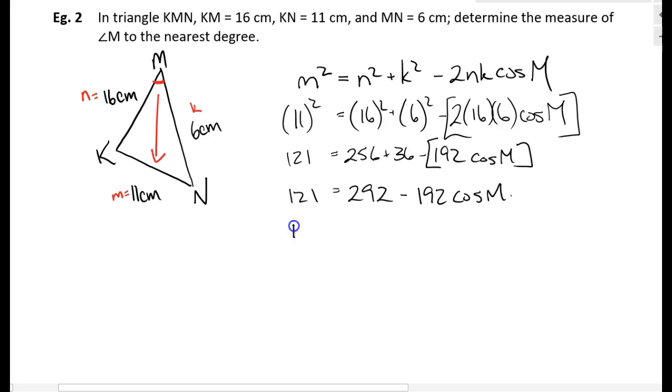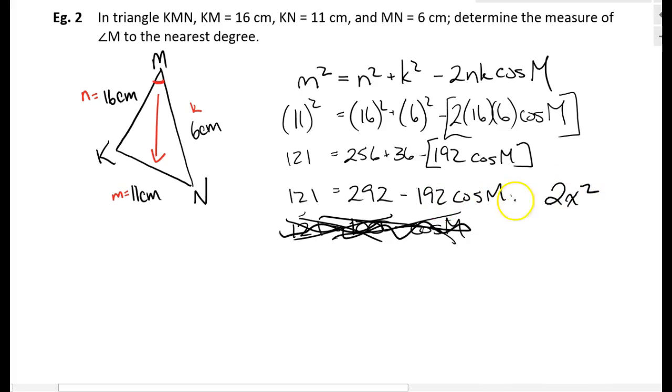Now again, a frequent error I see is someone is going to go, okay, well 292 minus 192 is 100 minus cosine M. Do not do this. This is so wrong. Okay? These pieces are multiplying together, which means they are all part of one term. It's like saying 2x squared. Well, if you had 3 plus 2x squared, would you combine these two? Absolutely not. And so we don't do it here either.